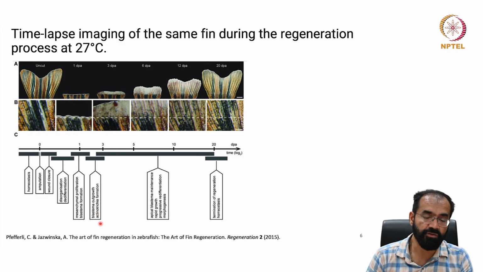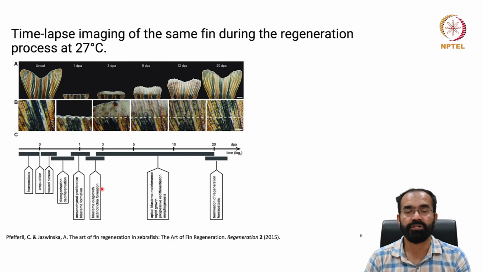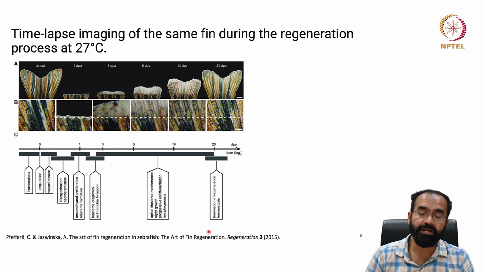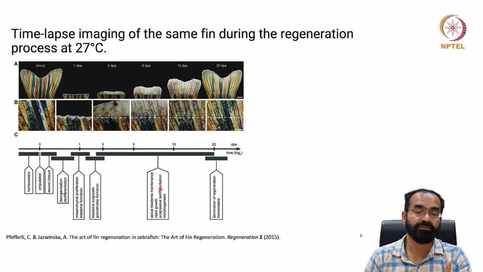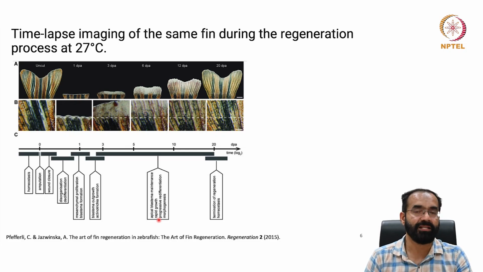There will be an expansion of the blastema, and also the actinotrichia formation between 1 and 3 days, and by around 5 to 10 days, you will have the apical blastema maintenance. At the extreme end, you still need to have the blastema between 5 and 10 days, and the rapid growth of the fin happens behind, that is between the blastema and the cut region.